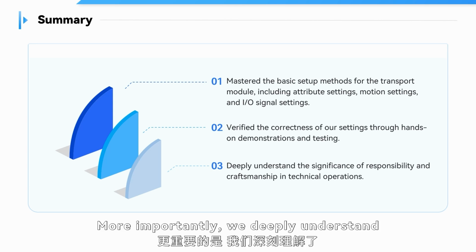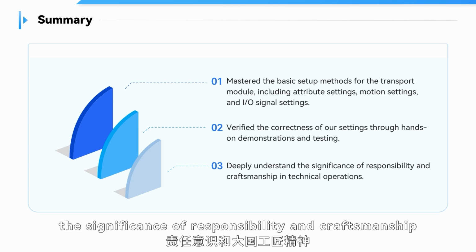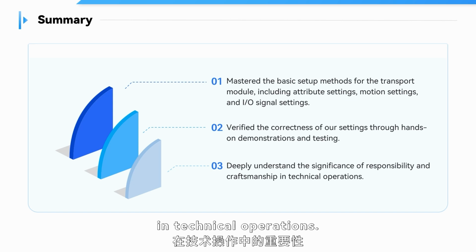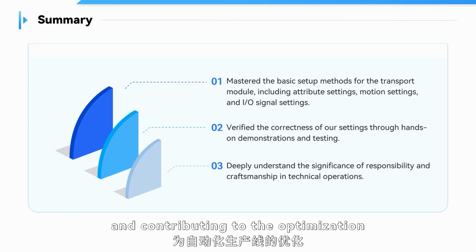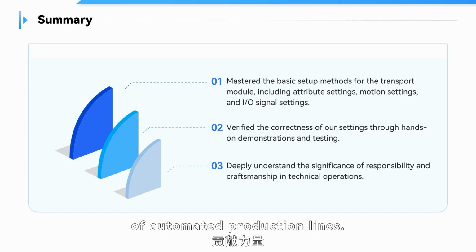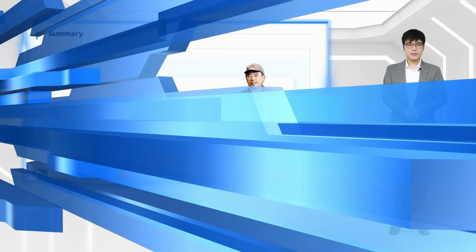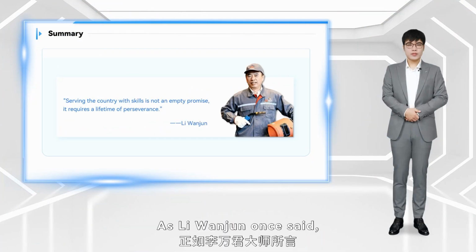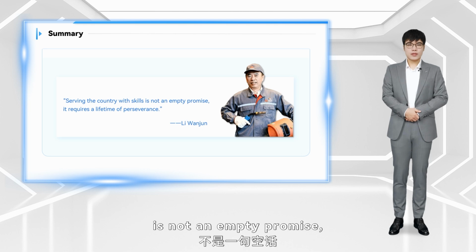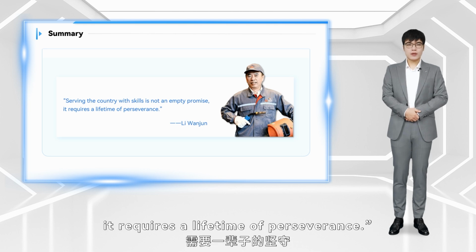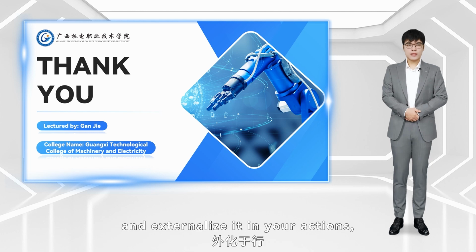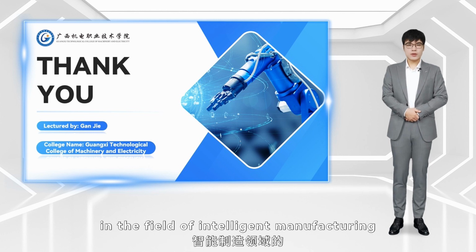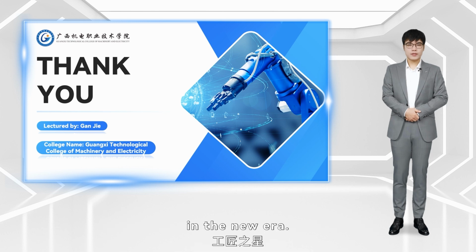More importantly, we deeply understand the significance of responsibility and craftsmanship in technical operations. They are like the precise gears of the transport module, driving our continuous pursuit of excellence and contributing to the optimization and improvement of automated production lines. As Li Wanjun once said, serving the country with skills is not an empty promise, it requires a lifetime of perseverance. I hope you will internalize this commitment and externalize it in your actions, becoming the stars of craftsmanship in the field of intelligent manufacturing in the new era.